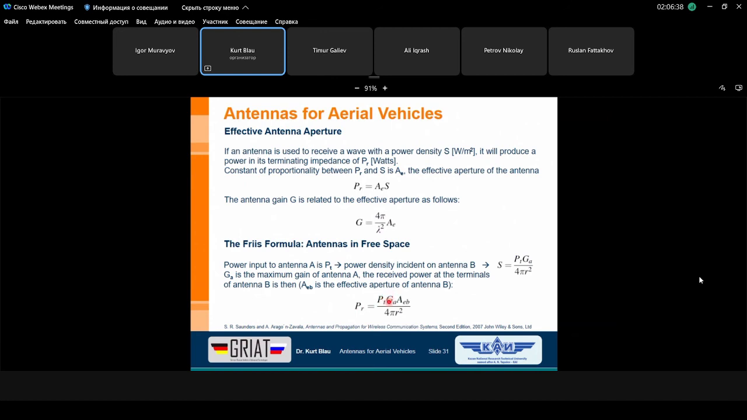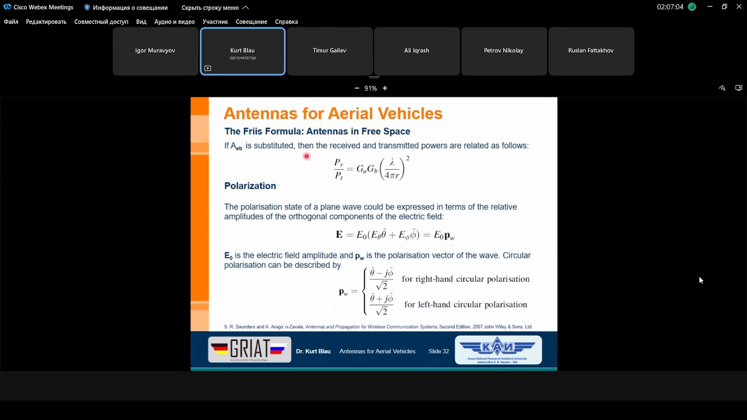Okay, now the receive power is given if we apply this formula here with transmit power multiplied by the gain of the antenna A. It's the transmit antenna. Then we have our effective aperture of the antenna. This is the receive antenna B. And here we notice this is the surface of our sphere, this value here. And this determines at least our receive power.